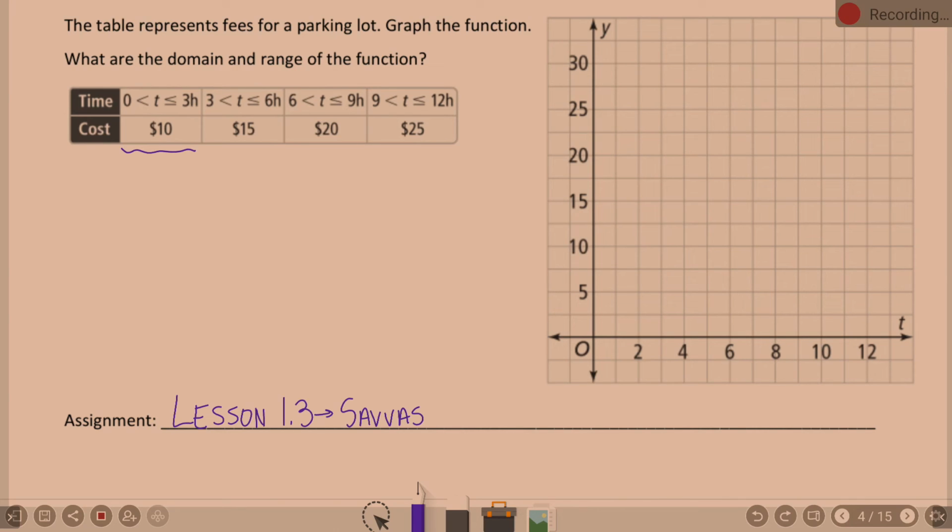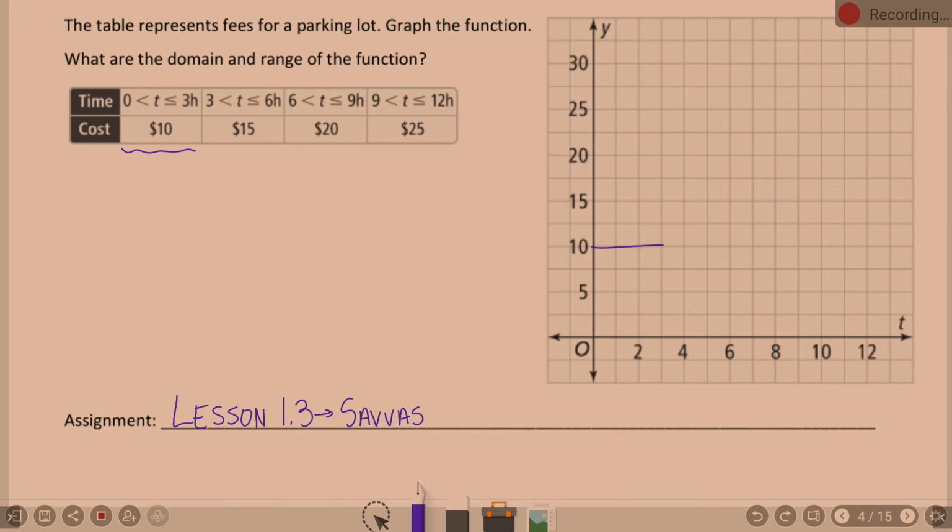Okay, so I assume you mean starting here at 0, 10, yep, and going over to 3. Does that make sense? That's showing me at 0 hours, my cost is $10. At 1 hour, my cost is $10. At 2 hours, at 3 hours, my cost is $10, isn't it?